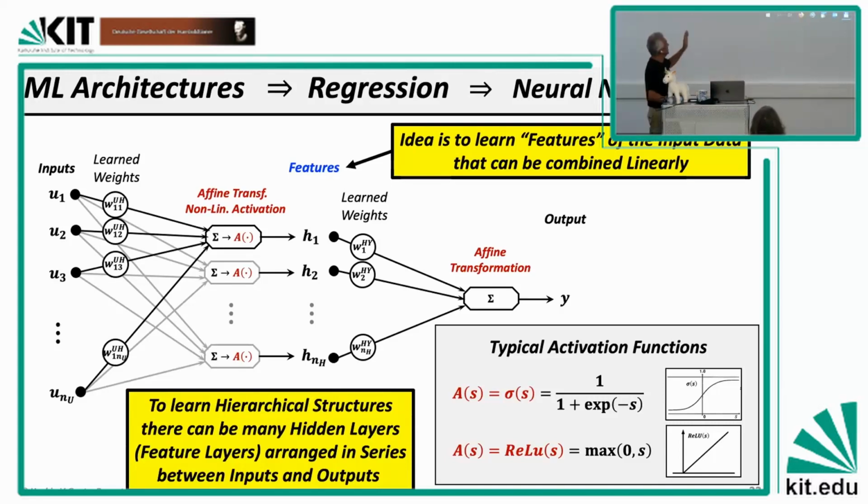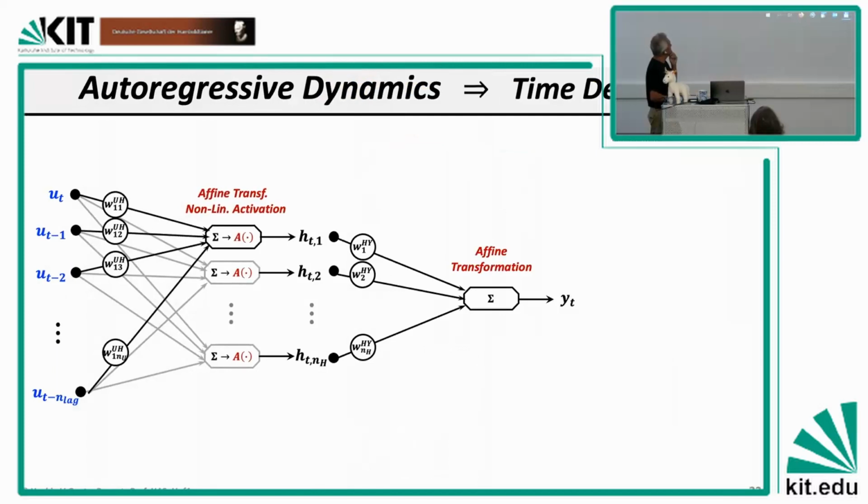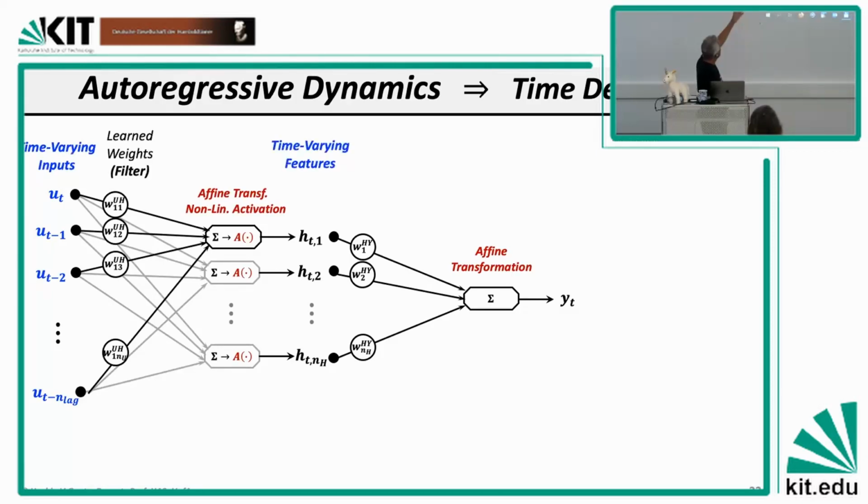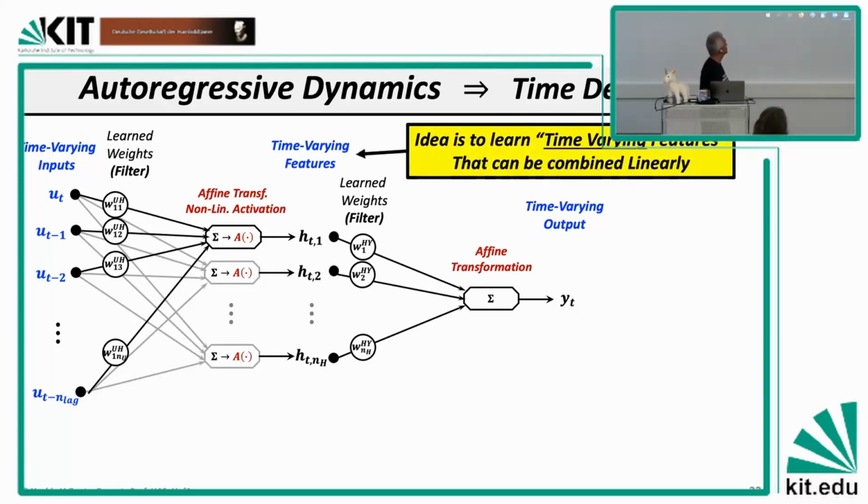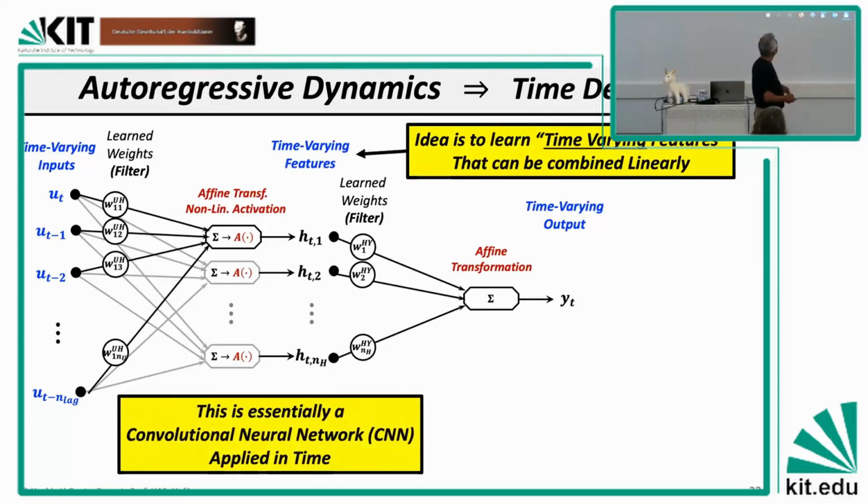And then you can organize these in layers and build a hierarchy of structures. So that's a static relationship thing. You're just mapping from static data to a static characteristic. You can feed in your data as time delayed, lagged stuff. You can use exactly the same neural network. Now you've got time varying inputs. Now you have time varying features, but the weights are constant. And you get a time varying output. So now you can use this to do flood forecasting or other kinds of prediction problems. And the idea now is to learn these time varying features that can be combined linearly. You might not have thought of this, but this is essentially a convolutional neural network, which is used for image processing, but actually we use it just to do forecasting, okay?